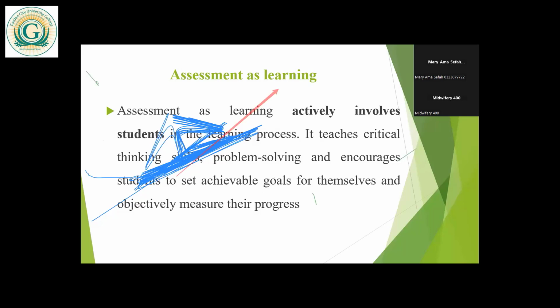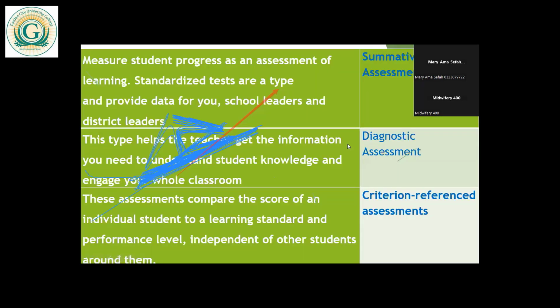Now, the important thing we have to look at is the specific types of assessment. And we'll end our lecture after this. That's all I want you to know about assessment: what assessment is, the purpose of assessment, and then the types of assessment that we have. There are six types of assessment.